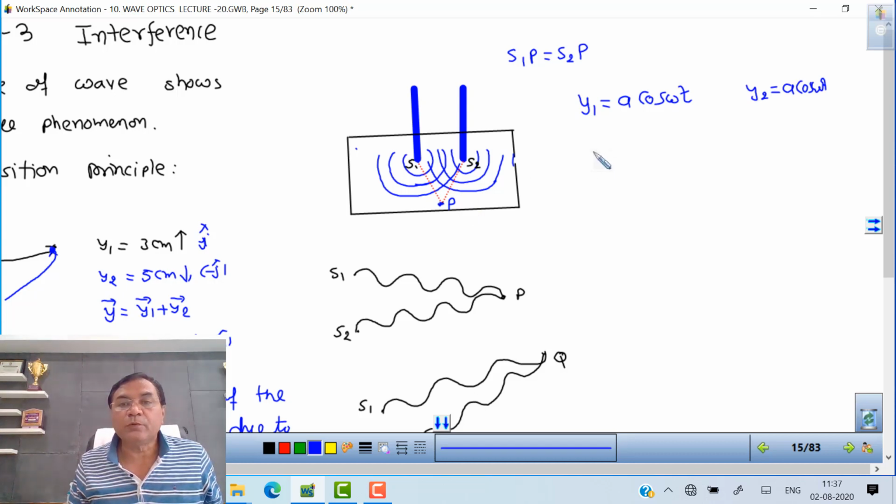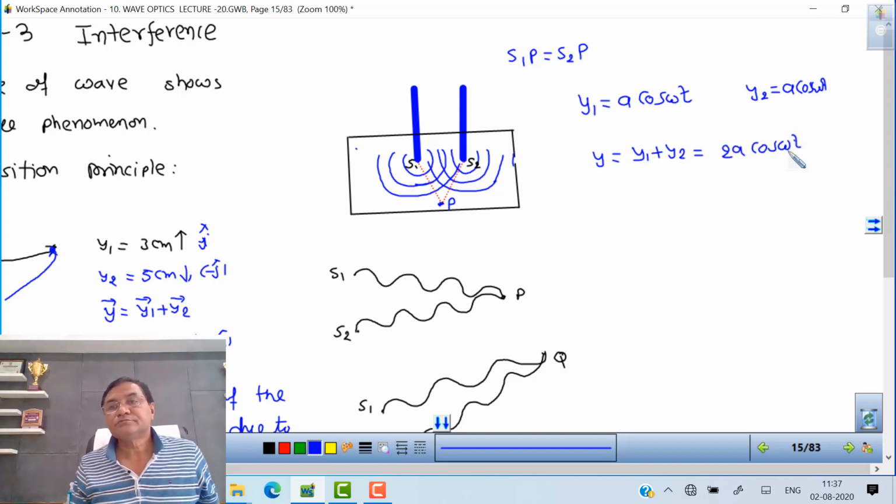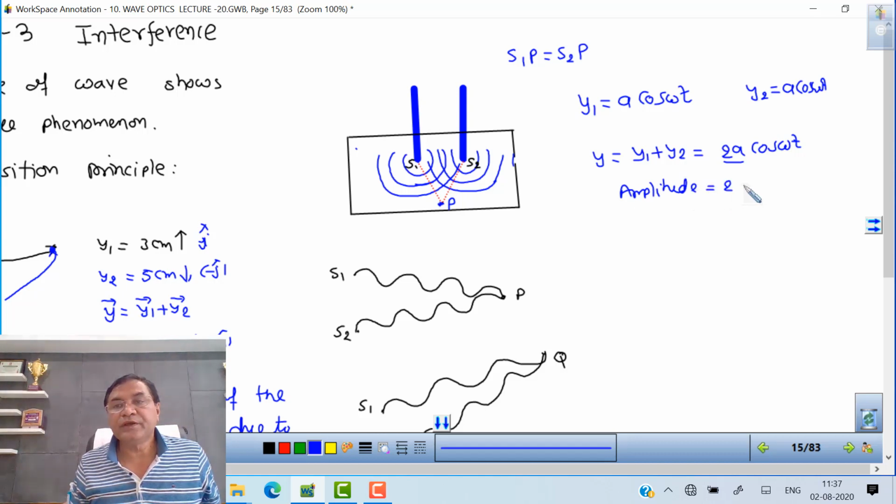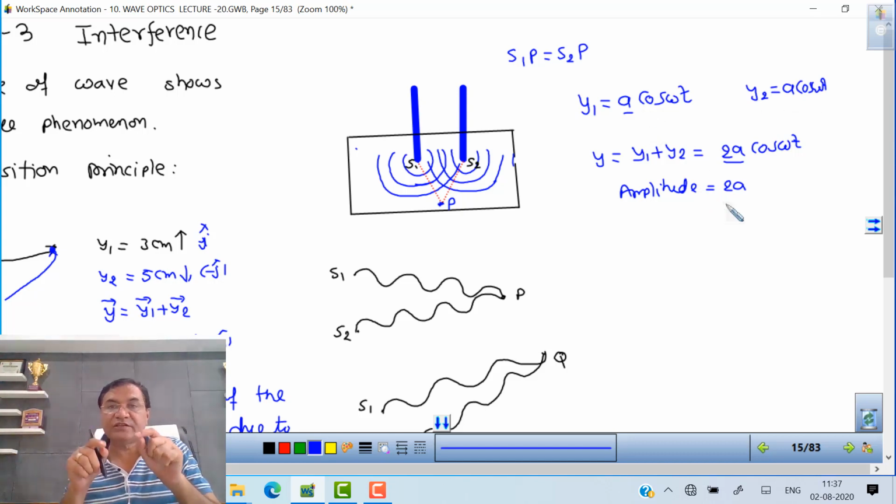So what is happening to P? So y is equal to y1 plus y2. So I get 2a cos omega t. Okay. So this particle oscillates with amplitude 2a. So here amplitude is equal to 2a. What was the amplitude? a. So amplitude becomes double. Since both are in the same phase, it adds.